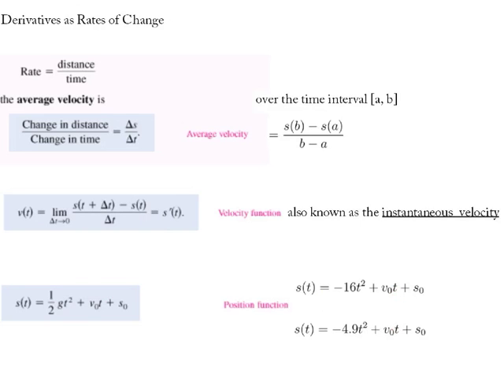V sub 0, by the way, is initial velocity. So this is for free-falling objects. This equation is a position function for free-falling objects. This is disregarding wind resistance, air resistance, all kinds of different things. But say you're on the ledge of a building, and you throw something up, and then it falls down.